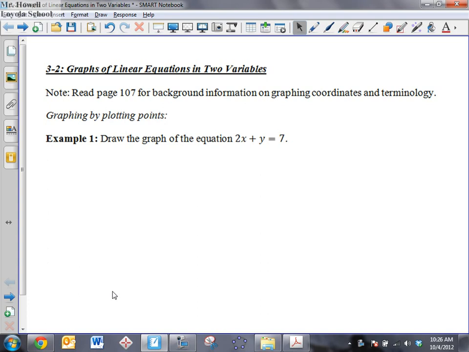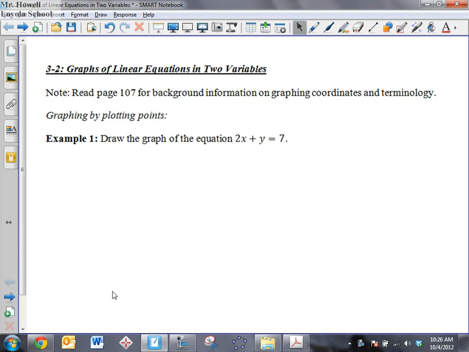First of all, I put a little note here. There's a lot of background info about terminology like quadrant numbers, the word origin, what it means, but I'm assuming we've seen basic stuff for graphing. So it's on page 107 though. If you think you might want to look at that, read page 107.